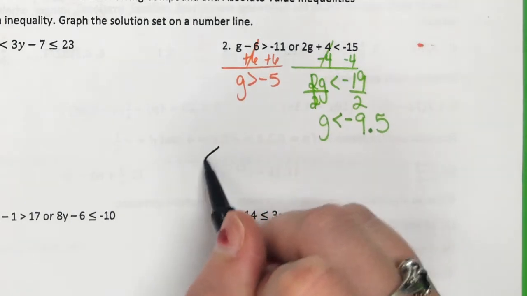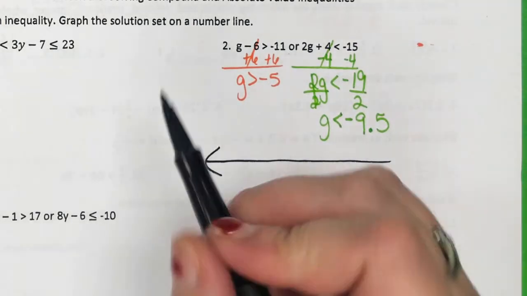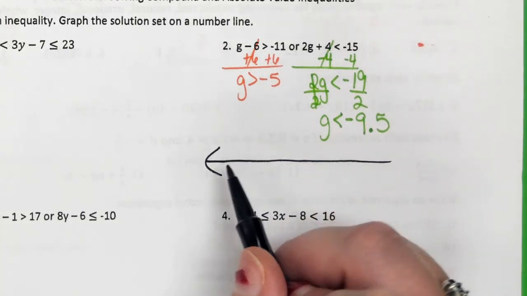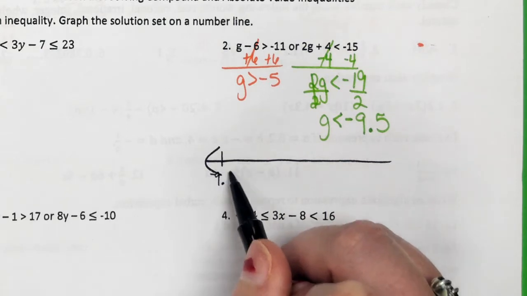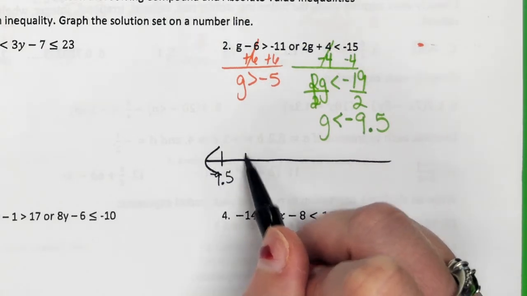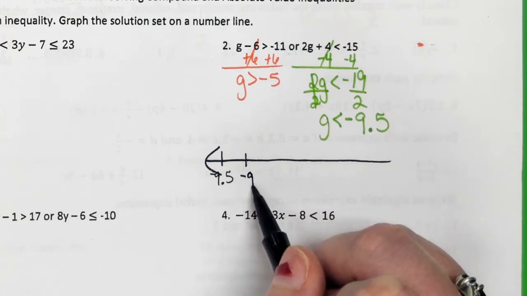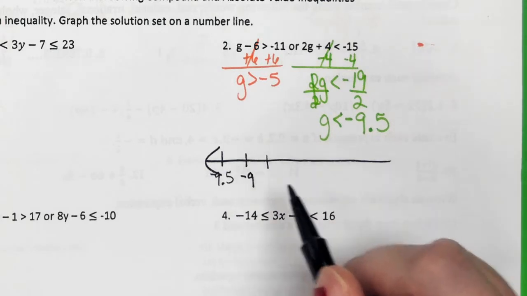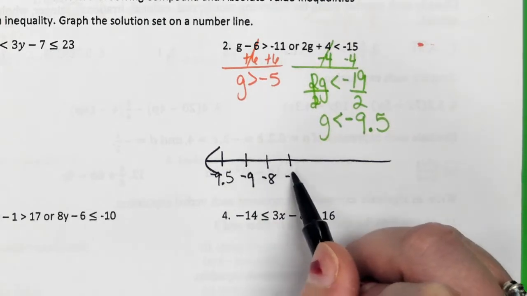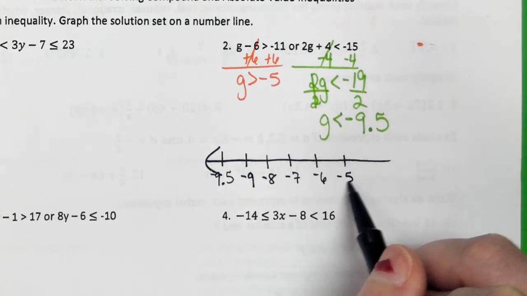All right, so let's graph that. Which one of those is going to come first, the negative 5 or the negative 9.5? The negative 9.5. There you go. Let's do whole numbers from there. What comes after negative 9.5? Negative 9. They go backwards with negatives. Then what? Negative 8. And then what? Keep going. And negative 5, all right?